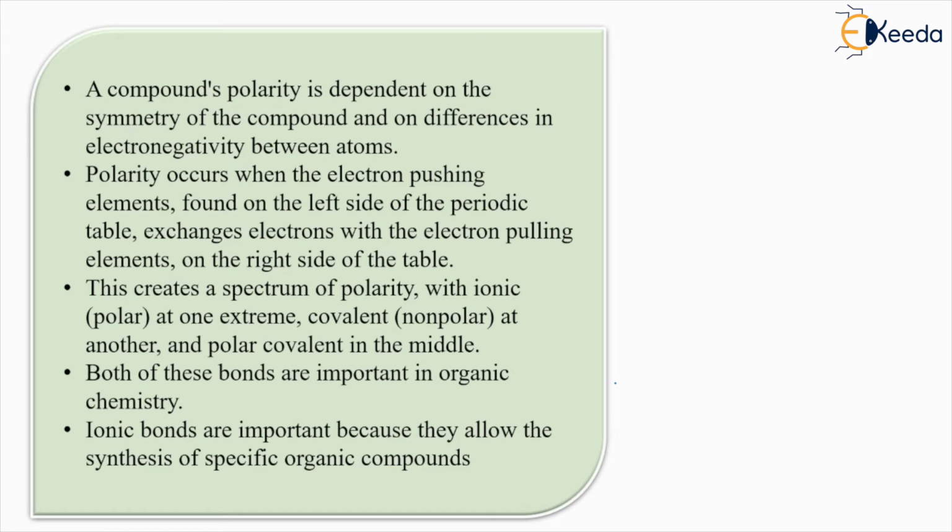Polarity occurs when the electron pushing element found on the left side of the periodic table exchanges electrons with the electron pulling element on the right side of the table. So now there are different kinds of elements, electron pushing and electron pulling. Basically, if I take sodium, it's an electron pushing element. If I take chlorine, it's an electron pulling element. Now, why do I say that sodium is an electron pushing element?